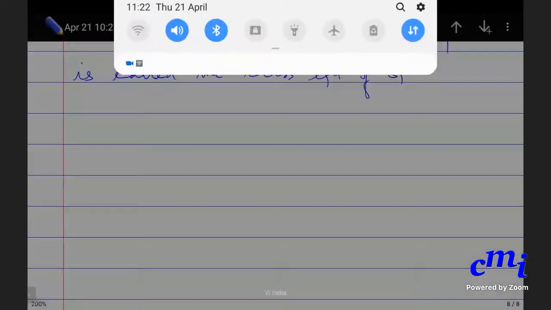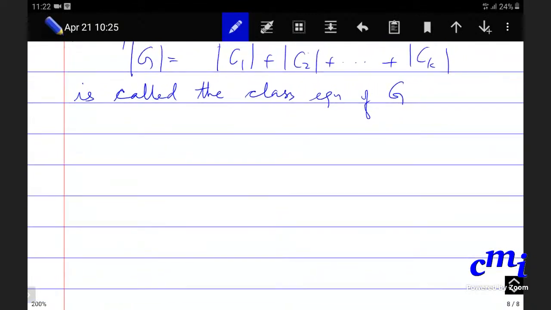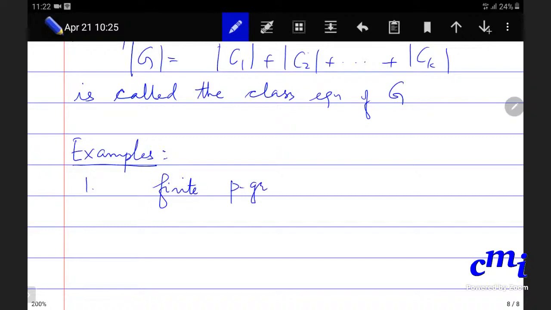Okay. So I want to use this now in two examples. One is quite similar to the Cauchy theorem. So let me do that first. Okay, so examples. One. It's called finite P groups. I'll define what finite P groups are.